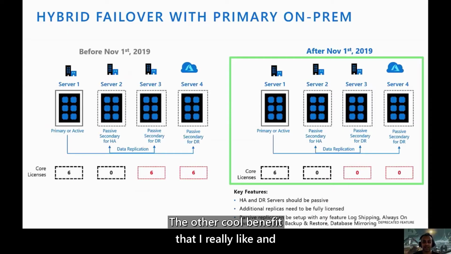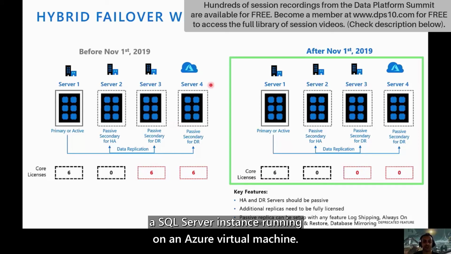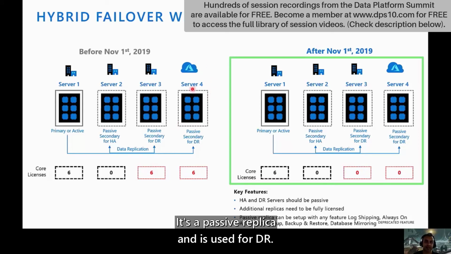The other cool benefit that I really like, and you would remember this from a previous slide that I was talking to as part of the presentation, is the hybrid failover benefit. So in this case, let's say you have an on-premises environment where you have three servers. Server one is covered by software assurance. Each of the servers in this illustration has six cores. Server one is the primary replica. Server two is the passive replica. Server three is another passive replica. And server four is basically a SQL Server instance running on an Azure virtual machine. And it's a passive replica and is used for DR.